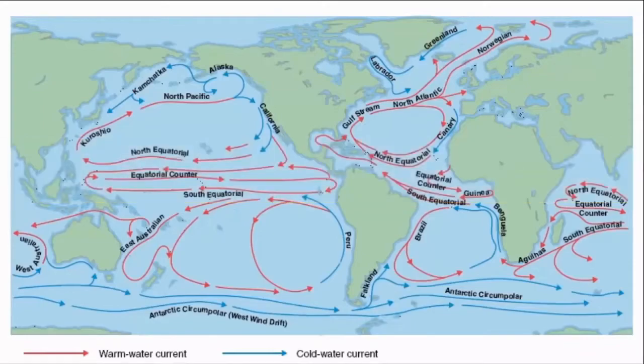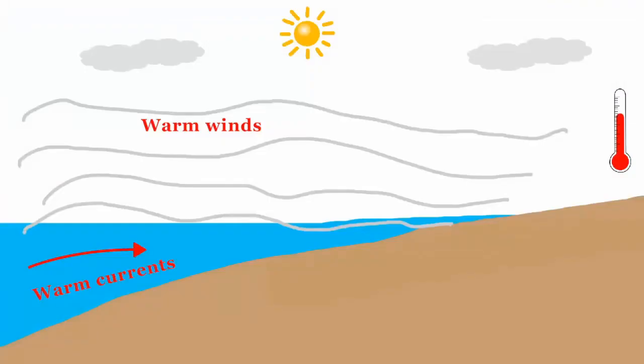So the theory is these warm and cold currents influence the local winds of the nearby landmass and cause change in the climatic condition. For example, with warm currents, the landmass faces a warm and humid climate.